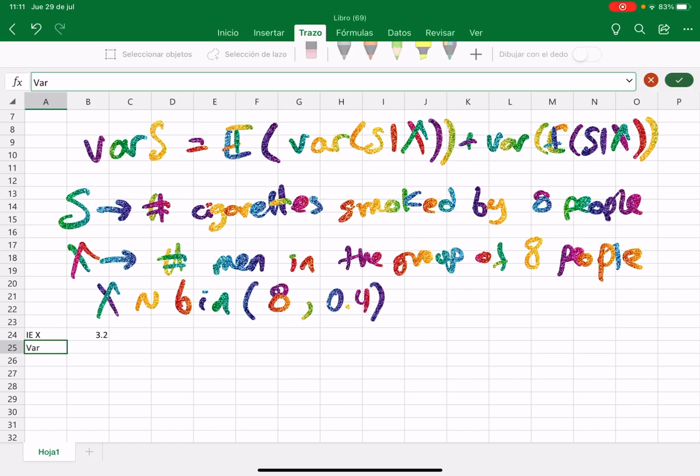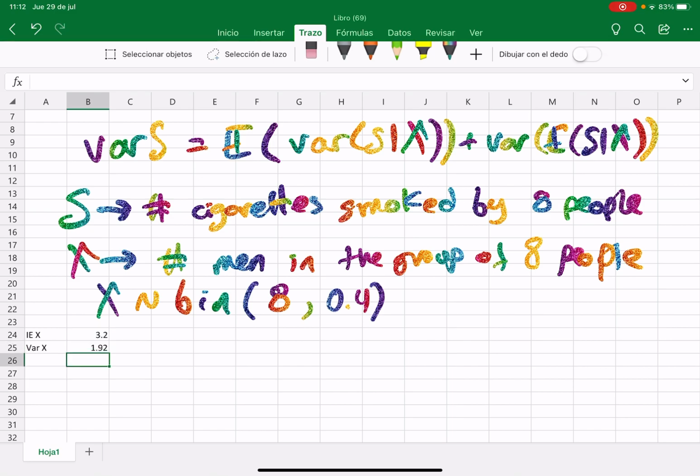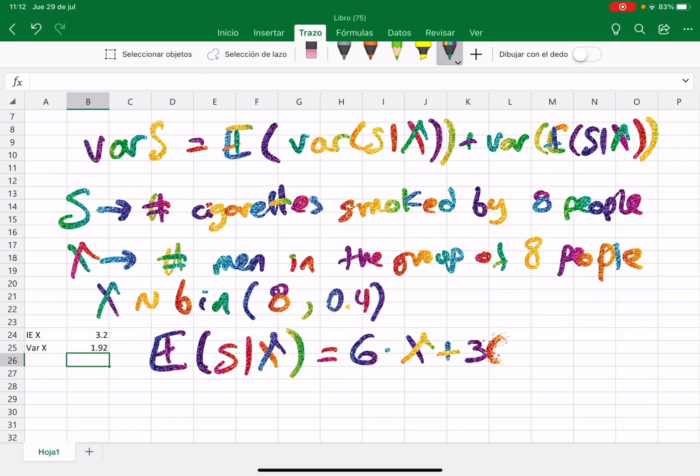Now the variance of X is just the multiplication of the parameters times the complement to 1 of the probability, right? Now, what is the conditional expectation of S given X? Well, the conditional expectation we're looking for of S given X is given by 6 times X plus 3 times 8 minus X.